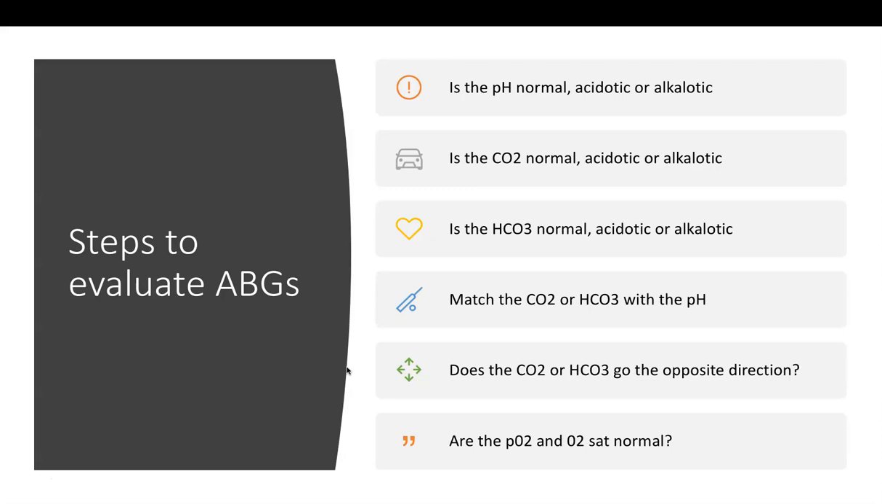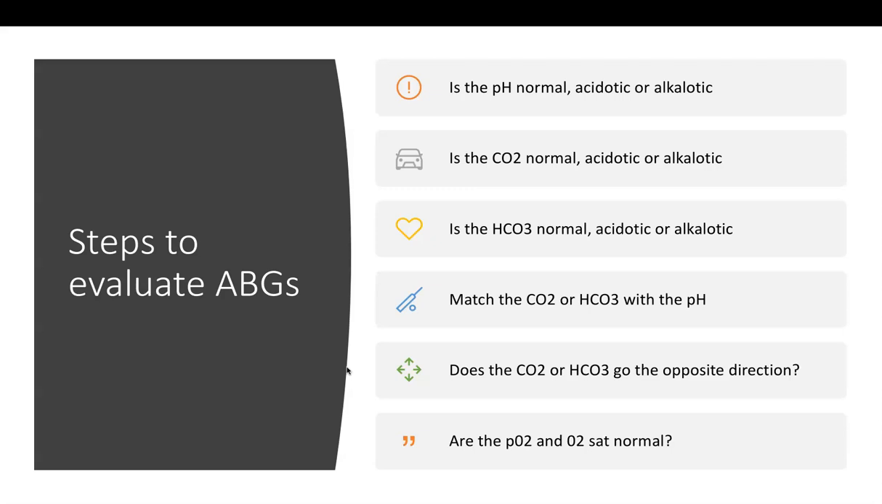Then we get to our bicarb, which is our HCO3, and we're going to see, is it normal, which would be 22 to 26? Is it acidotic, which would be low, below 22, or is it alkalotic, which would be high, above 26? You're going to match the CO2 and the bicarb with the pH. So we'll go through that in a minute, but remember, if our CO2 is high and our pH is low, then we know that we have a respiratory acidosis. And if our bicarb is high and our pH is high, we know we have a metabolic alkalosis, and we'll go through all these in a few minutes.